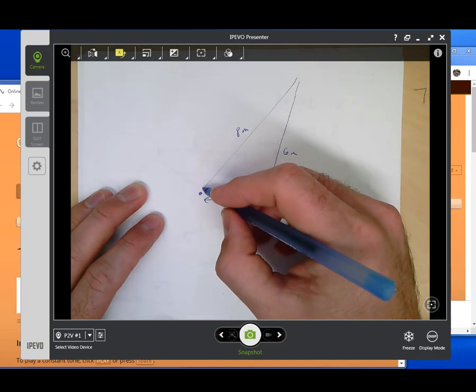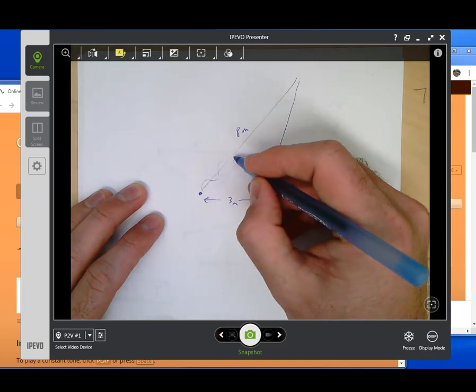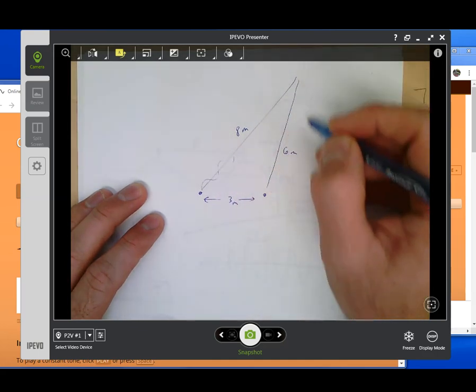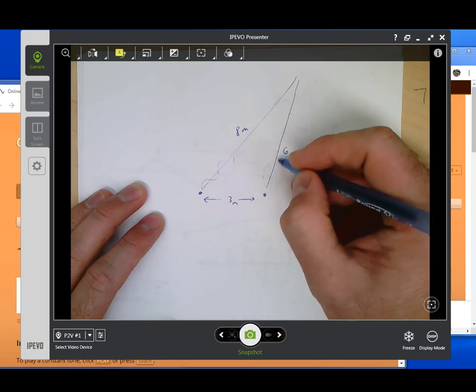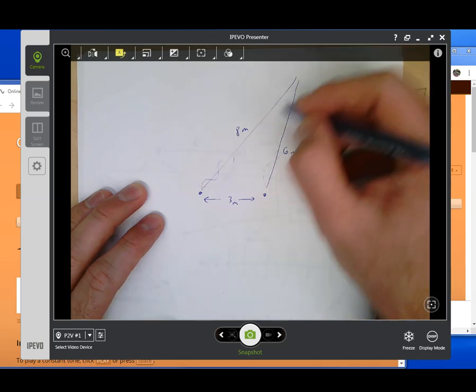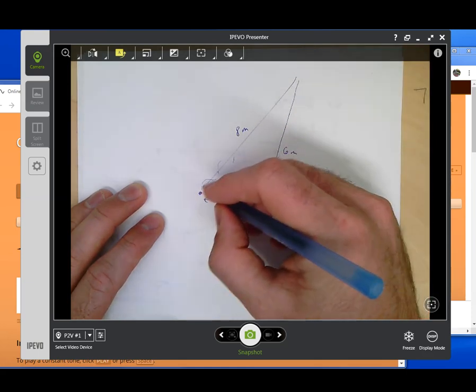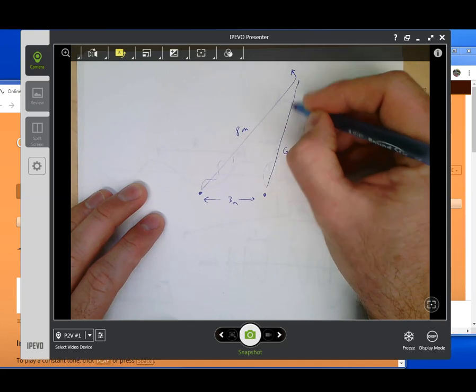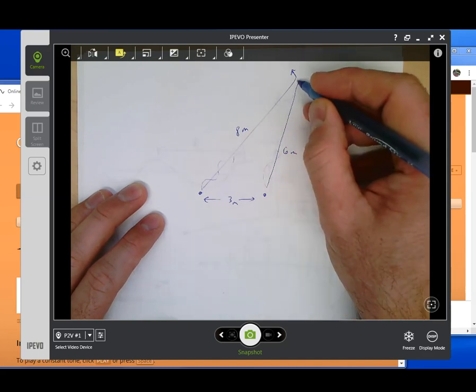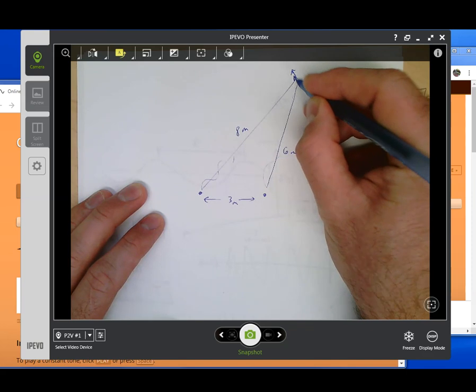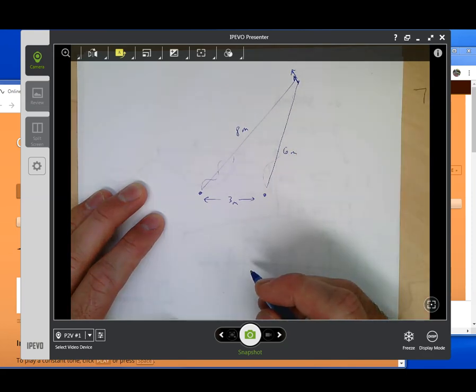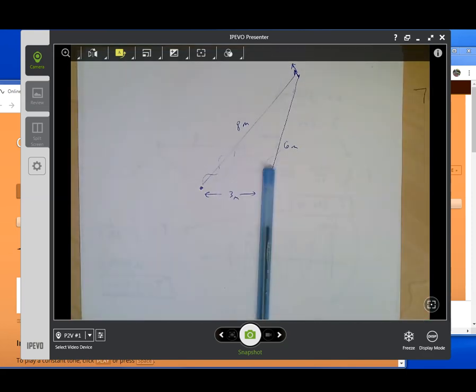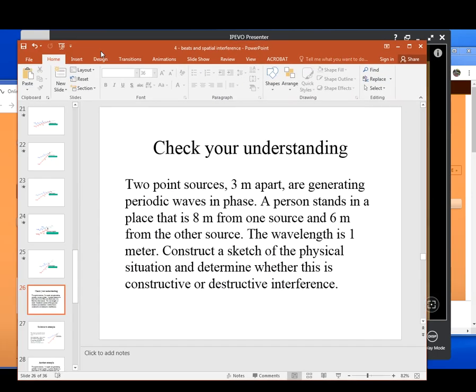So I could actually draw these wavelengths. I could draw 1, 2, 3, 4, 5, 6, 7, 8. And the other one is 6. So 1, 2, 3, 4, 5, 6. But the point is that whatever's happening over here, for example, let's say that there's a crest over here, then because it's an integer number of wavelengths, it will also be a crest over here. So it looks like I'm going to have a crest meeting a crest. So that's how we can solve the problem through drawing a picture. And let's bring this back here.